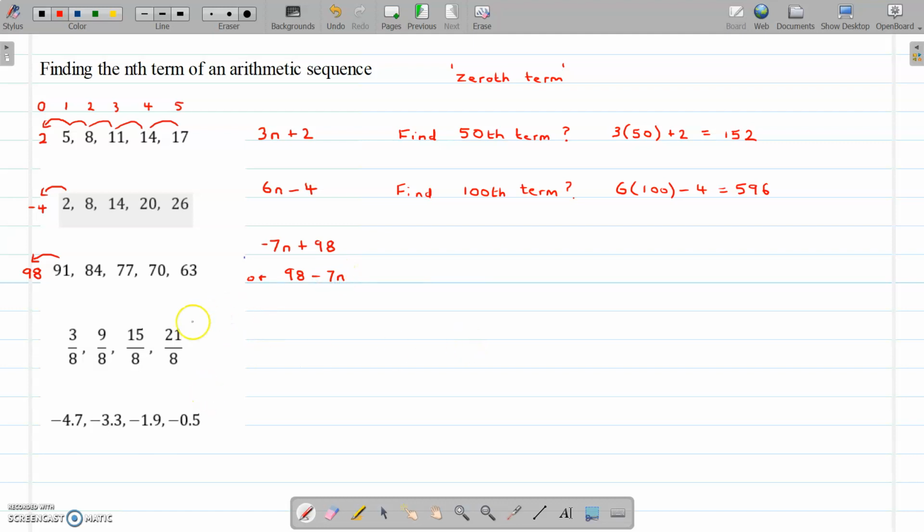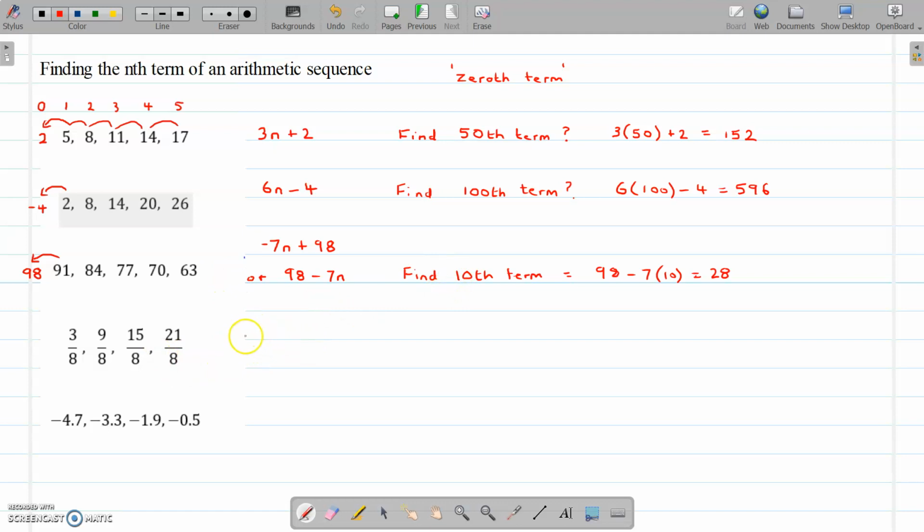And you could use that again to find any term. So let's suppose this time we wanted to find the 10th term. What would we get? Well, we would simply get 98 minus 7 times 10. In other words, 98 minus 70, which is 28. And if you continued that sequence, it would obviously go past 0 and start to become negative.